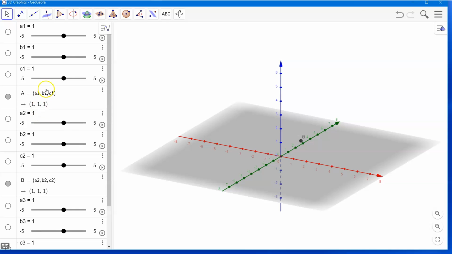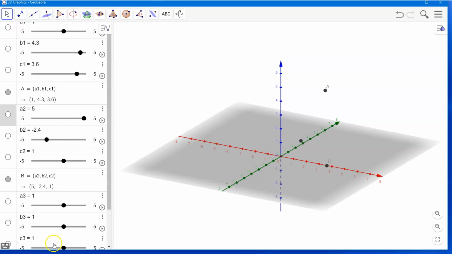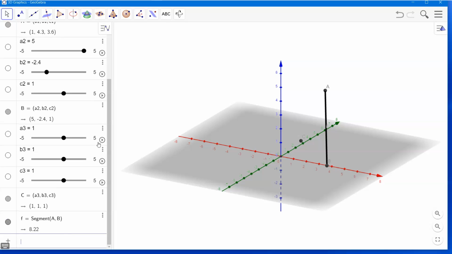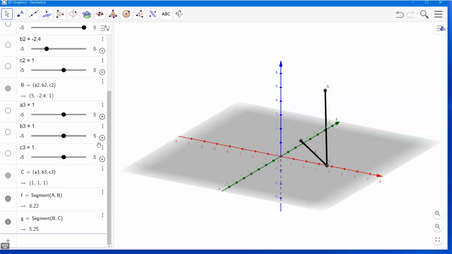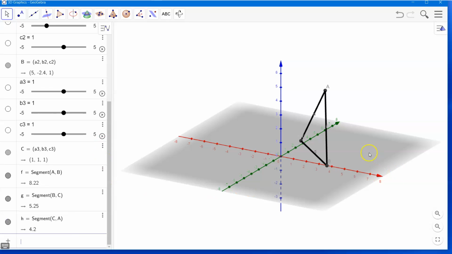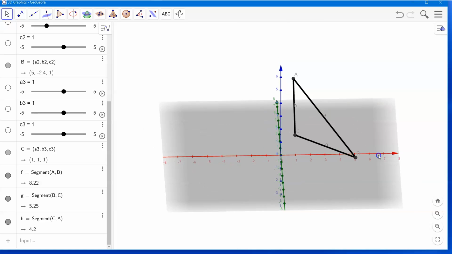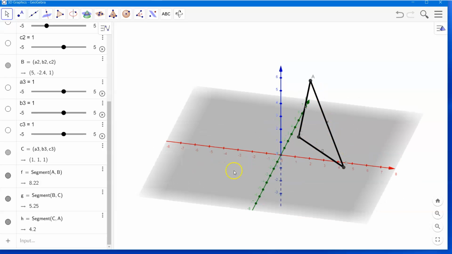And since all the values are the same, they are one on top of the other. So let's move them around. Okay, now let's join them. Join these points to form the triangle. So segment A, B, segment B, C, and segment C, A. So this is the triangle. Now what we want to do is figure out the area that this triangle occupies.